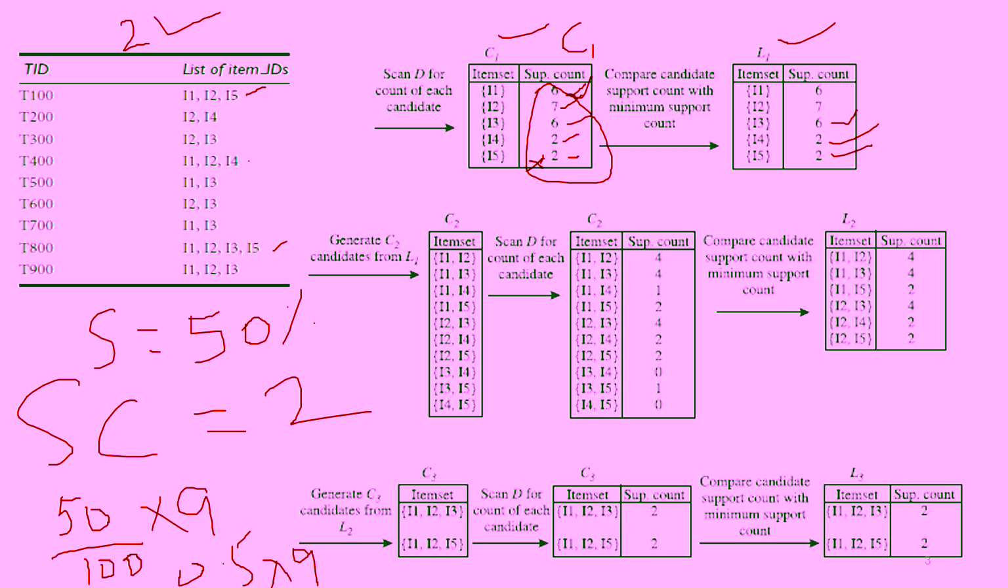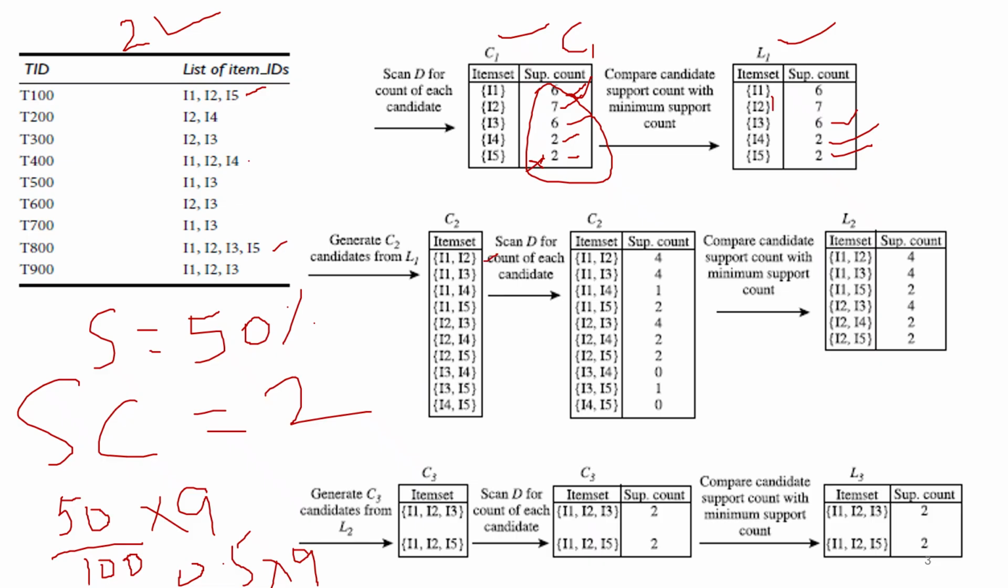Now let me generate the combinations: I1, I2; I1, I3; I1, I4; I1, I5; then I2, I3; I2, I4; I2, I5; then I3, I4; I3, I5; and then I4, I5. These are all the combinations we have made in our candidate key generation.